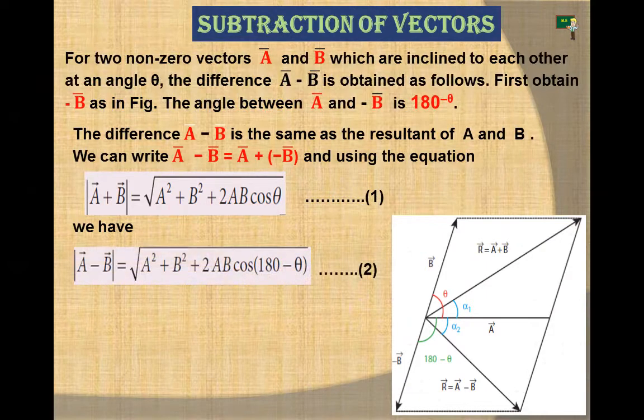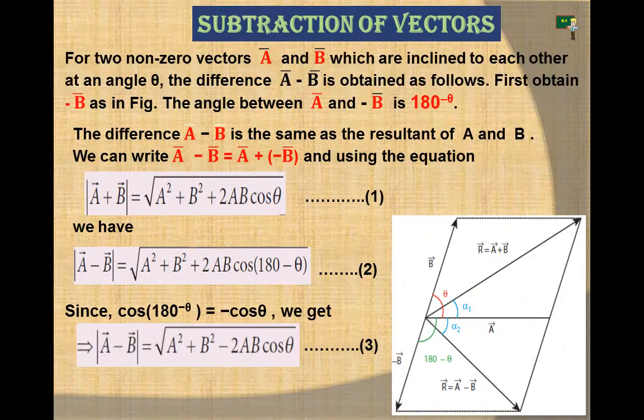So we have modulus of A vector minus B vector is equal to root of A square plus B square plus 2AB cos of (180 minus theta). For this term we use 180 minus theta. As you know, cos of (180 minus theta) is equal to minus cos theta, and we get minus cos theta here. So we put the minus here.